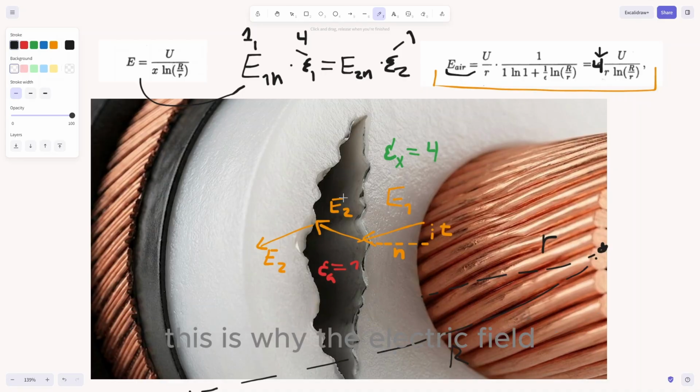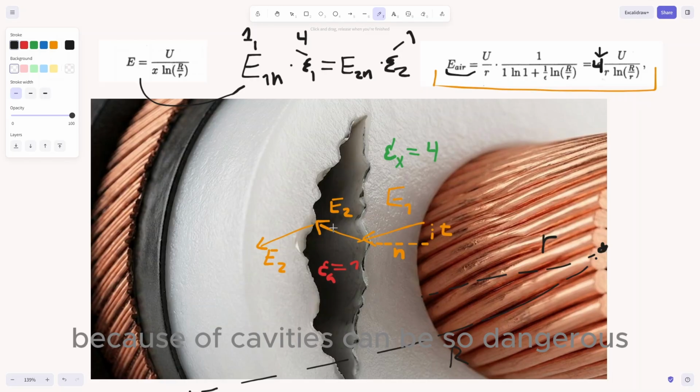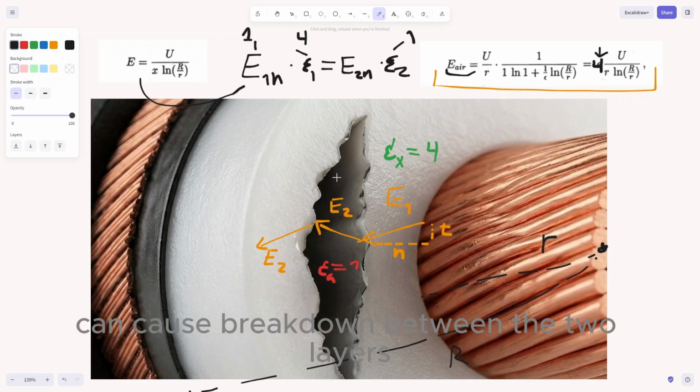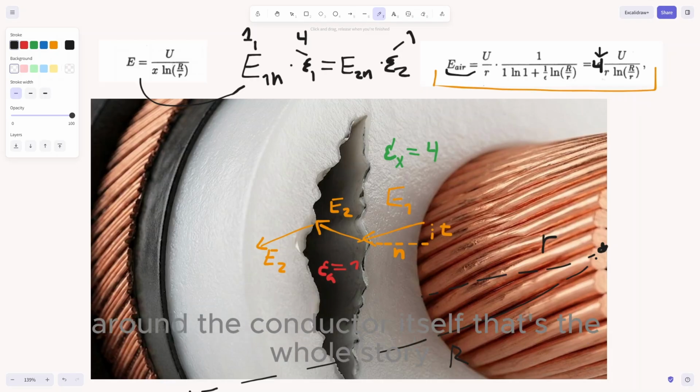This is why the enhancement of the electric field because of cavities can be so dangerous in coaxial cables and high voltage cables, because it causes stress in the material and in the worst case can cause breakdown between the two layers. So back to the cable cross section. The crack you can see from the outside follows the exact same rules as the field around the conductor itself. That's the whole story.